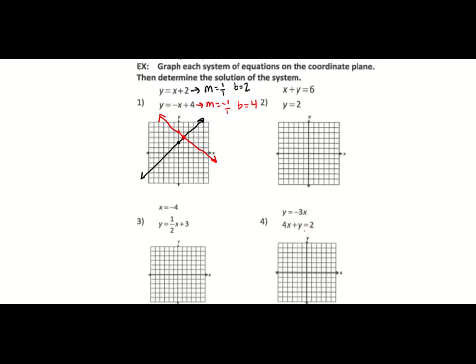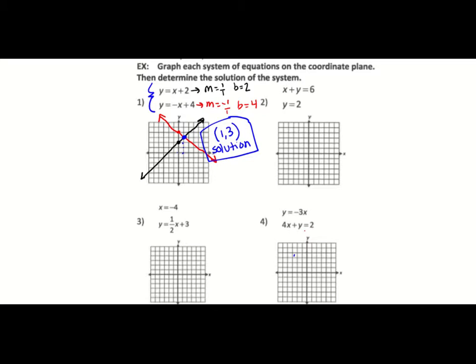It looks like this. So now I can see where those 2 lines intersect. They intersect right here at this point. That point, if I start at the origin, I'm going over 1 and I'm going up 1, 2, 3. So my point there is 1, 3. This is my one solution to those two equations. My system of equations right here, this is my answer.